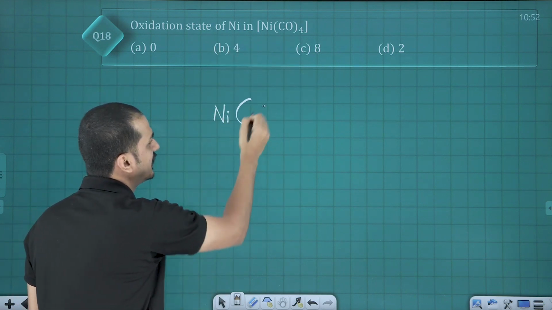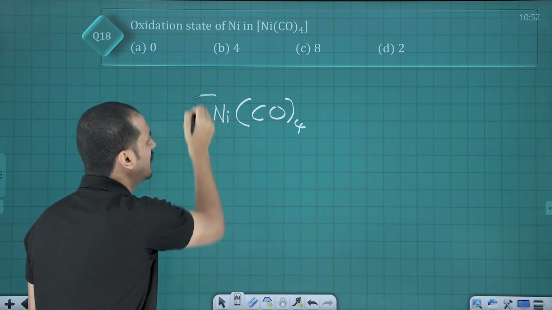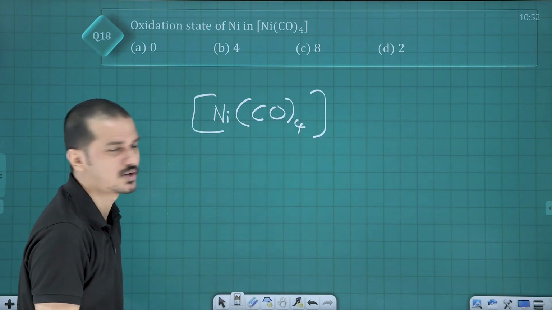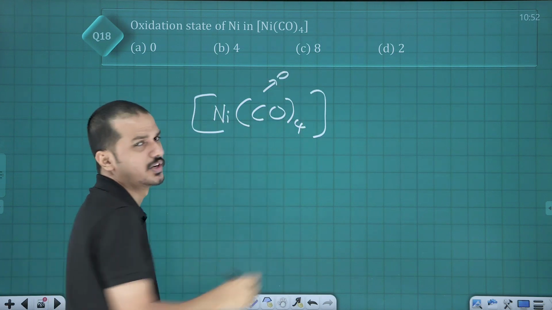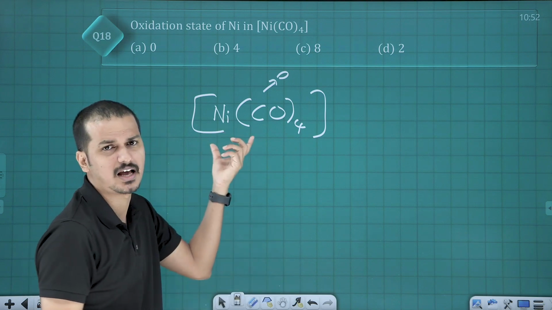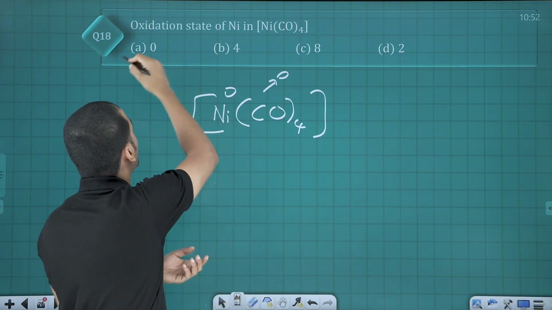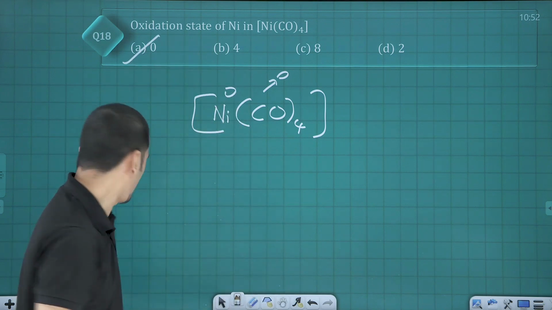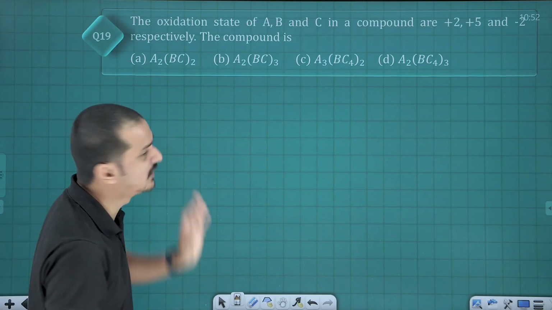Ni(CO)4 means, see, here you can see it's a simple question. We already learned coordination compounds also. Carbon monoxide oxidation state is 0. In all carbonyl compounds, the central metal atom's oxidation state is how much? 0 itself. Option A is the correct answer. Okay. See, next question, 19th question.